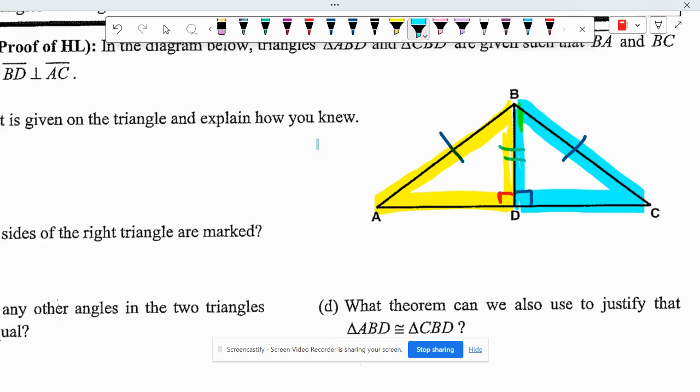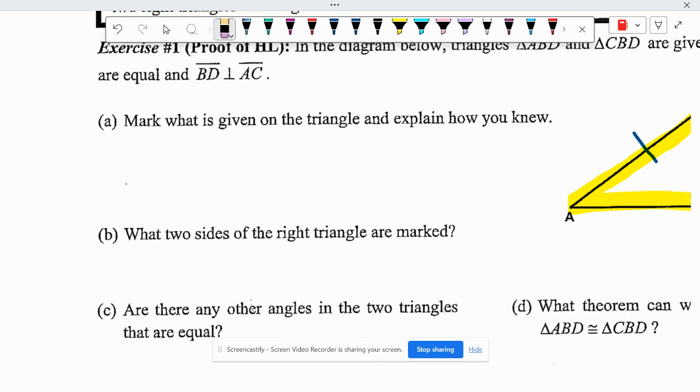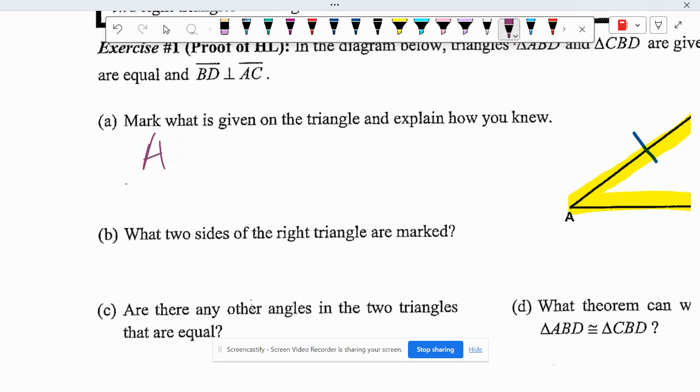So let's just explain how we know this works. Mark what is given. So here's what I marked. I marked that segment AB. Oh my God. I'm using some fat stylus, so I have to change the size of the pen. Sorry. I love technology.